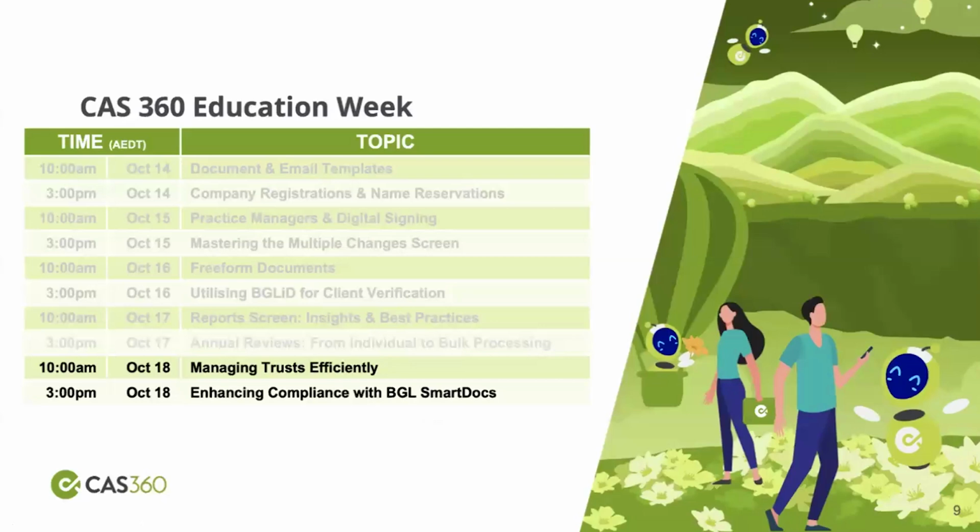So as mentioned earlier, there are 2 more webinars on for the next few days. We've got the Managing Trusts Efficiently, which is run by Peter. We'll go into a bit of a dive on how to get the trusts into CAS 360 and then processing any unit holder distributions, and also looking at discretionary trusts as well. We also have our enhancing compliance with BGL Smart Docs. So Smart Docs being inbuilt into CAS 360 will assist primarily with chasing debt, and also the automatic reminders.